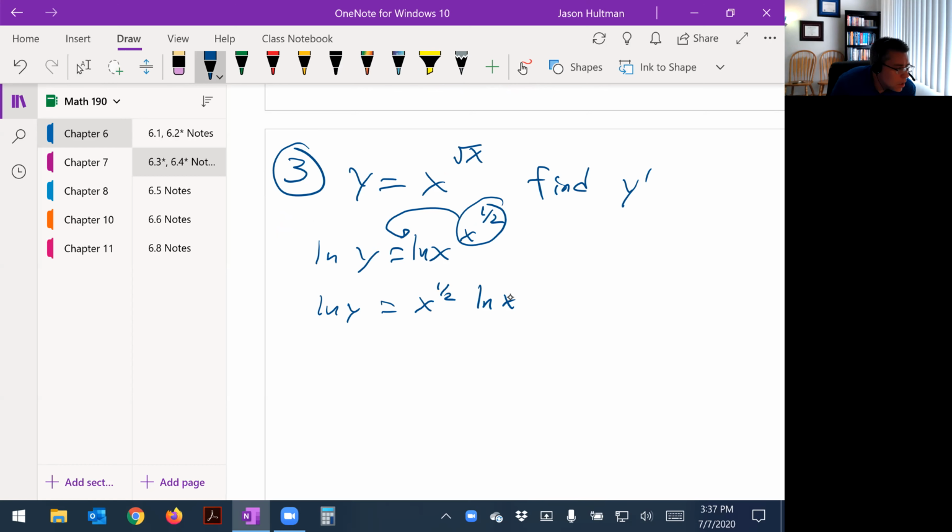Okay, and so now we're going to take the derivative of both sides. Take the derivative of both sides there.